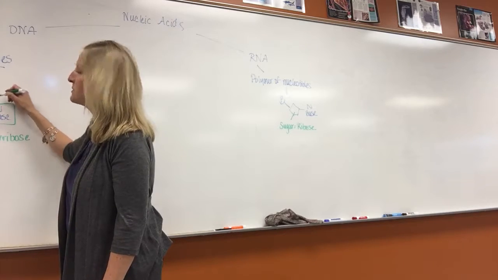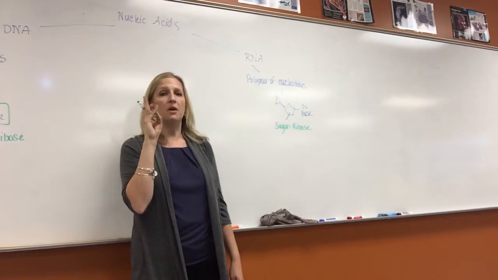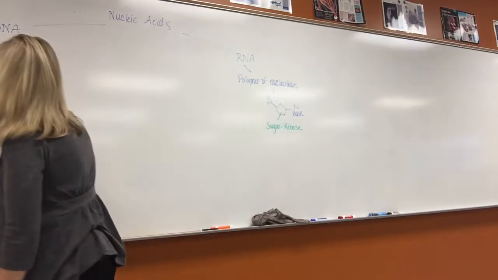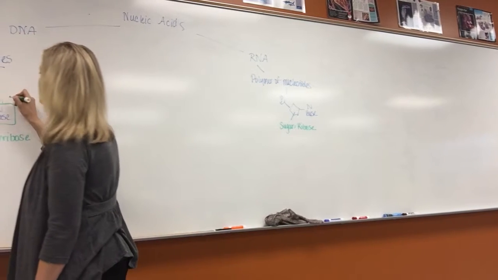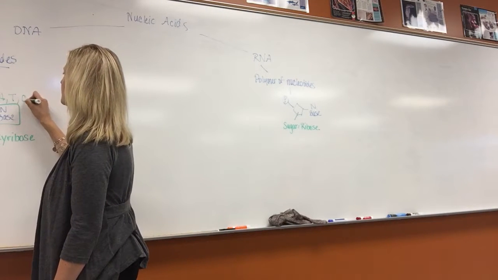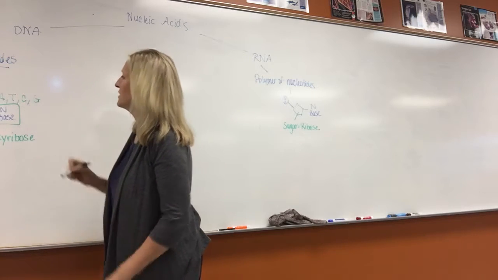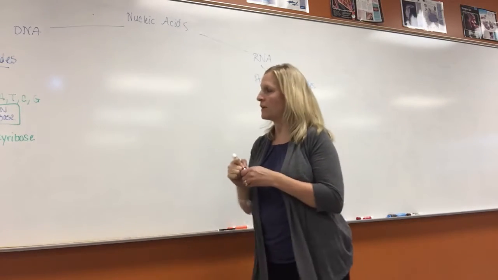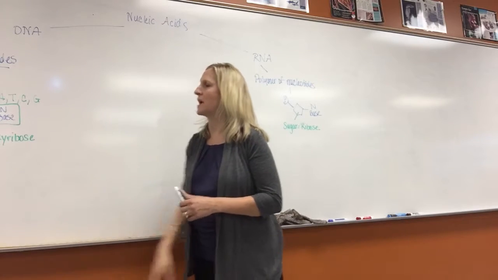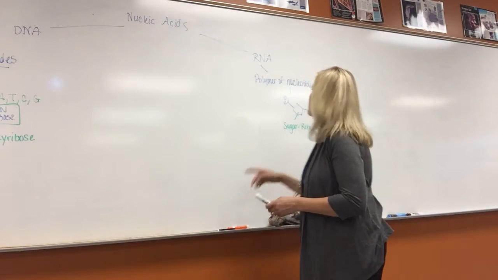is the nitrogenous bases. We often abbreviate the bases by their first letter. So we have adenine, which is A, thymine, which is T, cytosine, which is C, and guanine, which is G. So you could have any one of those 4 bases in that particular spot.